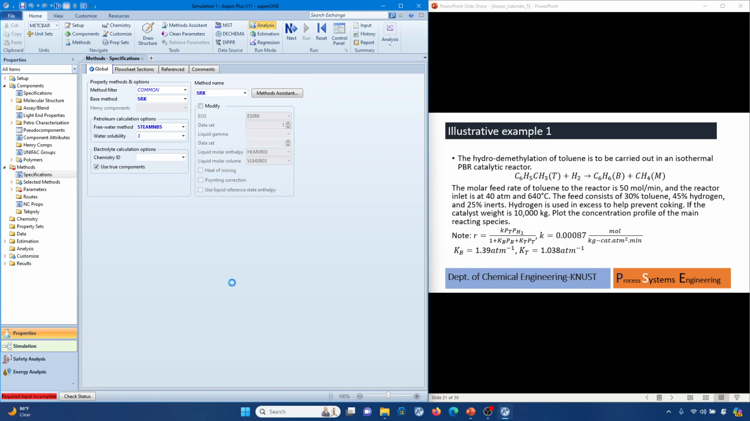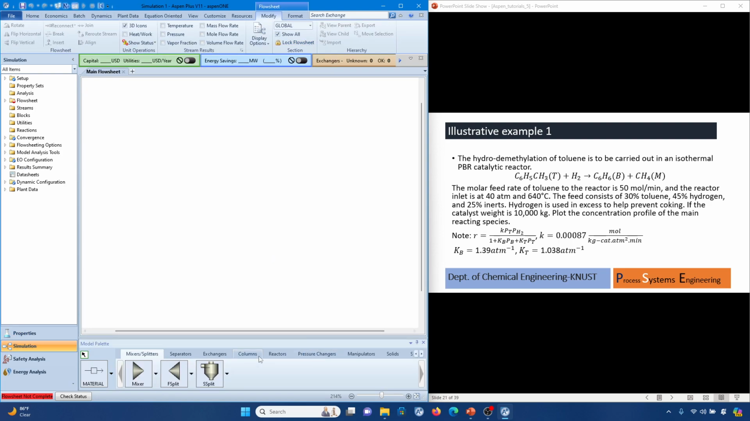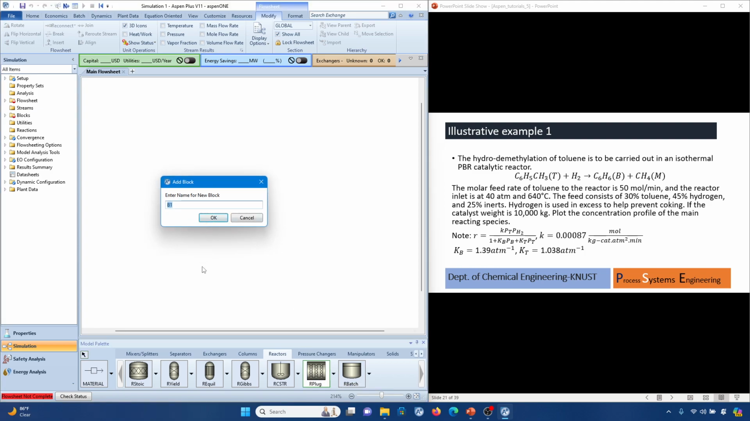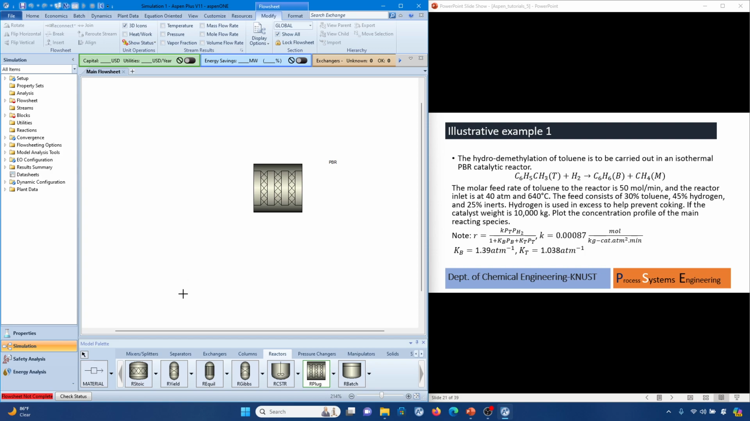And we can head to our simulation environment, to the model palette, reactors, the PBR, and configure it, connecting our feed and product streams.